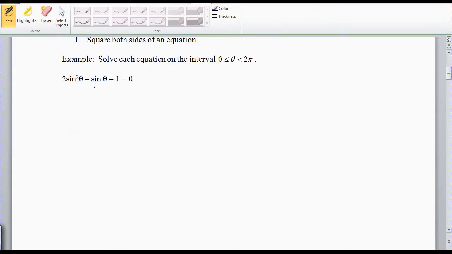First question, if you take a good look at it, it looks like it's in quadratic form. Now if I let x be sine theta, what we actually end up having is 2x squared minus x minus 1 equals 0. Now the preferred way to solve these is by factoring. And if you can factor, that will make your life a whole lot easier. If not, you may have to use the quadratic formula.